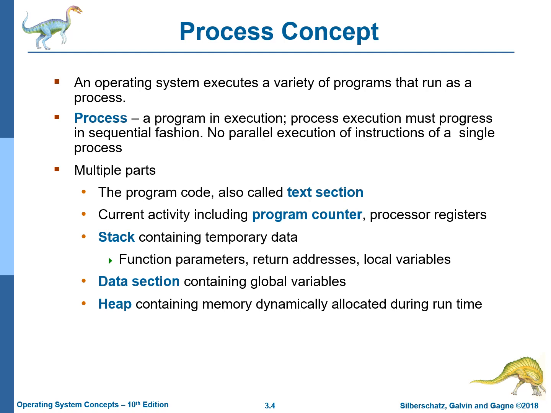Process concept. An operating system executes a variety of programs that run as a process. A process is a program in execution. Process execution must progress in sequential fashion. There's no parallel execution of instructions of a single process. Multiple parts: the program code is also called the text section.